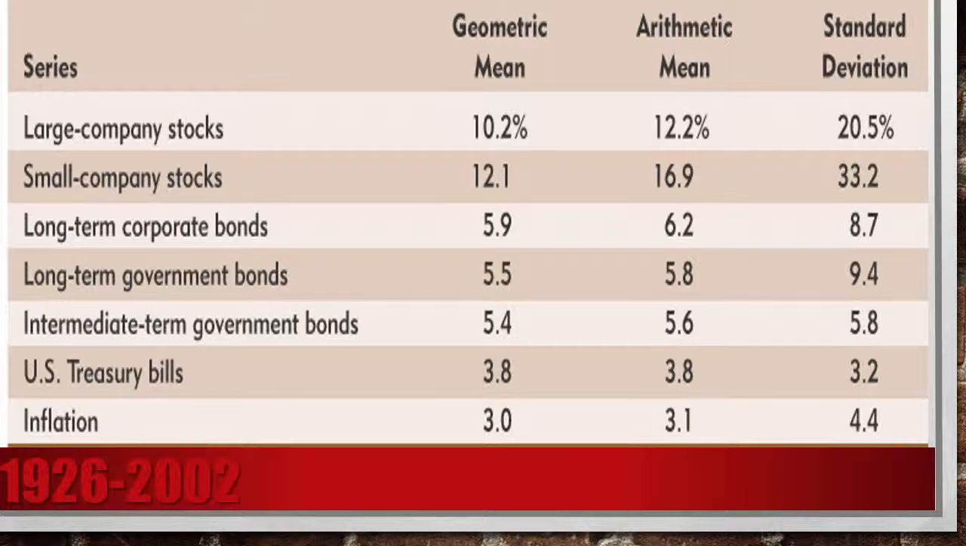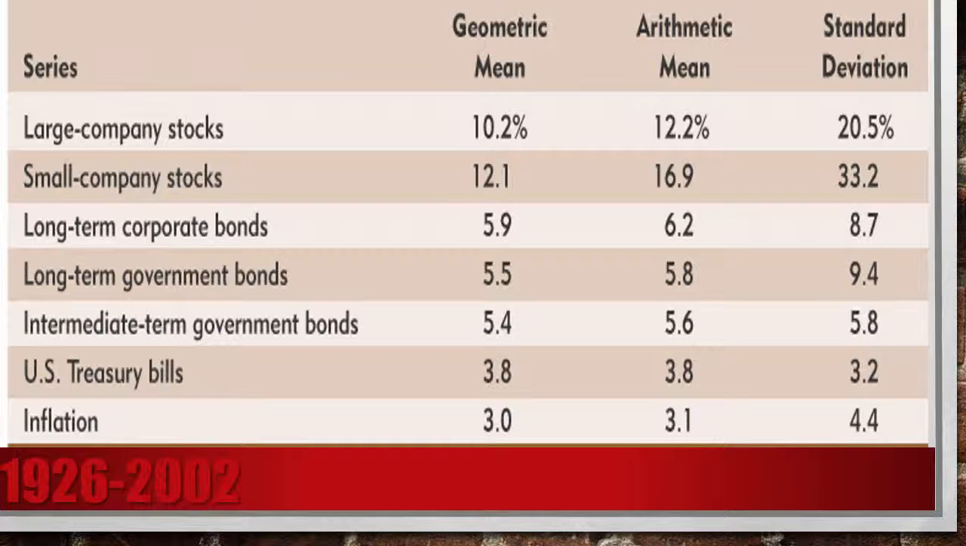Long-term corporate bonds had a geometric mean of 5.9%, with an arithmetic mean of 6.2% and a standard deviation of 8.7%. Again, here notice that the standard deviation, or volatility, or measurement of risk, is much lower than it is for small or large company stocks.